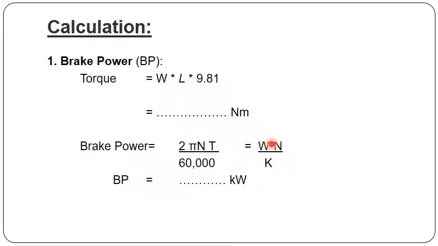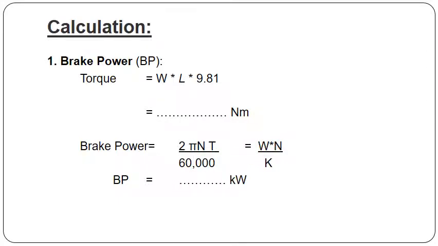Another expression which can be used for obtaining brake power is the simplified formula, W into N by K. W is the load; L, 9.81, 2 pi and 60,000 are constants, so they are taken care of by this single K, which is called the dynamometer constant. So the only variables are W and N, and the remaining things are constant. If the constant is known for a dynamometer, we can directly use this formula for calculating brake power.